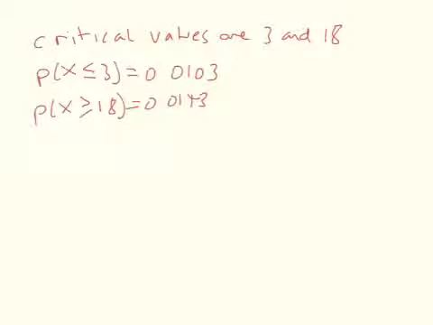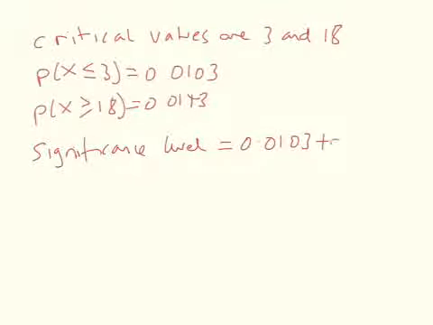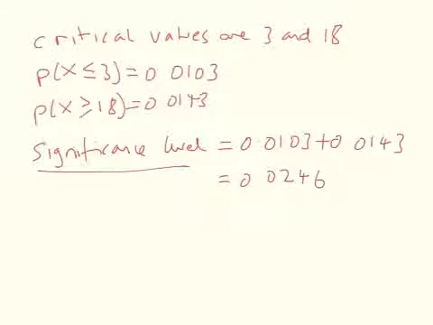So here we've got the critical values being 3 and 18, and then we may be asked for the significance level. And if we're asked for the significance level of this, the significance level is these two probabilities, 0.0103 and 0.0143 added together, and that works out to be 0.0246. So this is the significance level of these critical values.